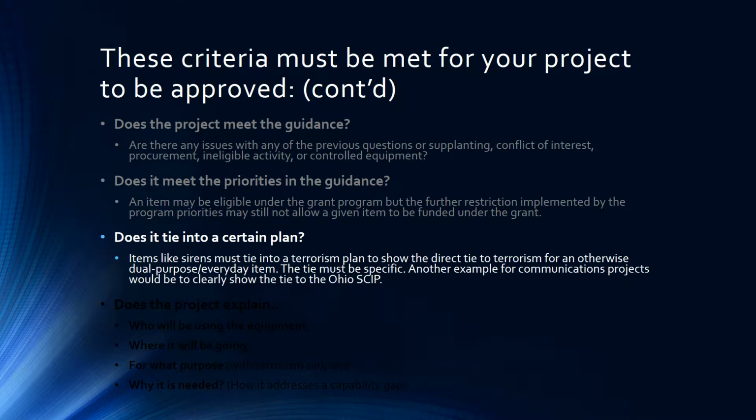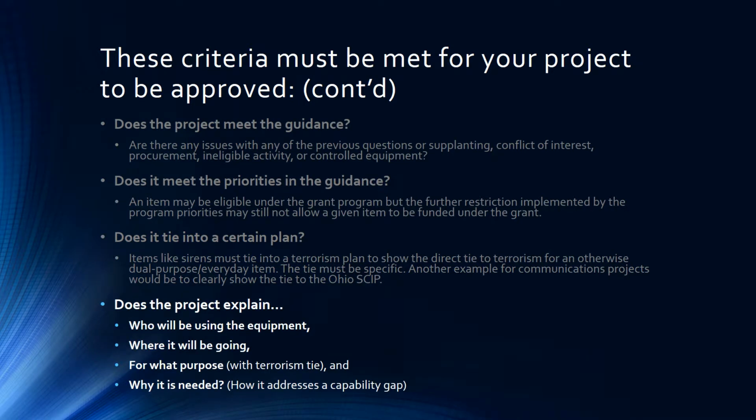Does it tie into a certain plan? For items like sirens, there must be a tie to a terrorism plan to show a direct tie to terrorism response, for an otherwise dual purpose or an everyday item. The tie must be specific. Another example for communications projects would be to clearly tie into the Ohio SCIP plan.